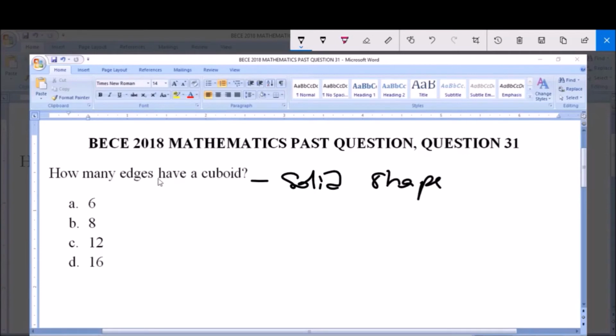Now, for us to find the edges of the cuboid, we must understand what this cuboid actually is by representing it diagrammatically. So I'm going to draw this cuboid diagrammatically. I'm going to express it for us so we understand what a cuboid is. Now this is a cuboid. I'll just give a rough sketch of a cuboid.